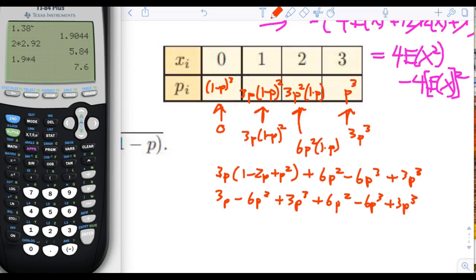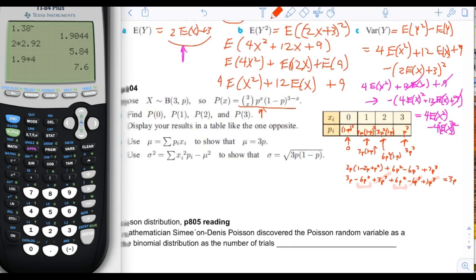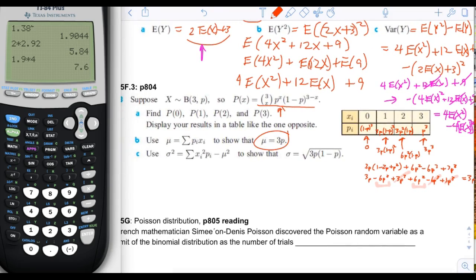Then we're going to combine like terms. So p cubed, p cubed, p cubed. Looks like we have 3 minus 6 plus 3, they all cancel out. There's nothing left. Then we'll do 6p squared minus 6p squared, which gives us 0. So that cancels out too. We're left with just 3p. Okay, and we were trying to show that mu equals 3p, and we just did.